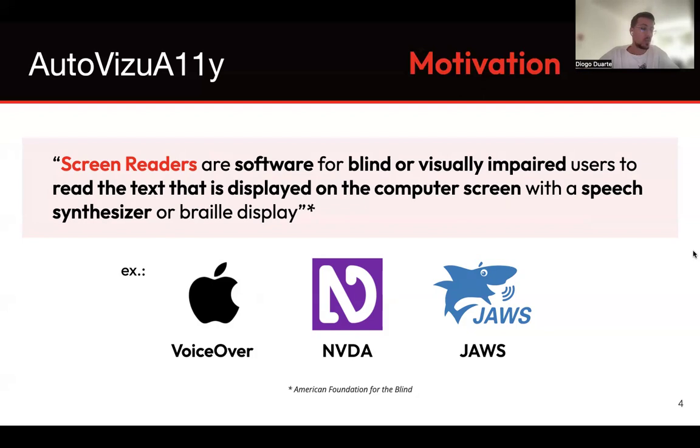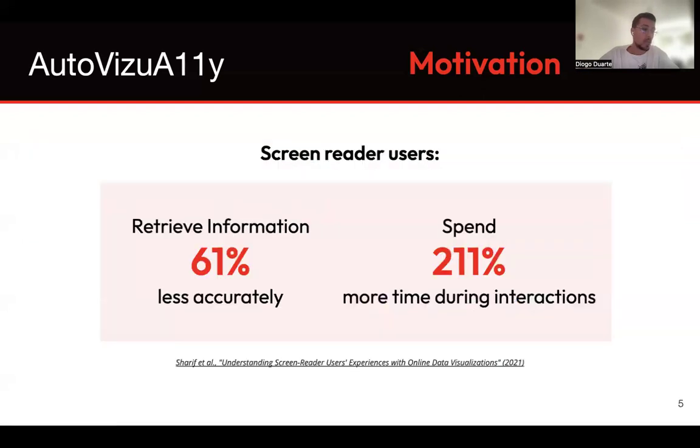In the context of data visualization, when exploring data visualizations, users of these software tend to retrieve information 61% less accurately than non-screen reader users, and also take 211% longer during interactions with data visualizations when compared to non-screen reader users. So before lining up how we could help these users overcome these accessibility barriers in charts, we began doing our research.